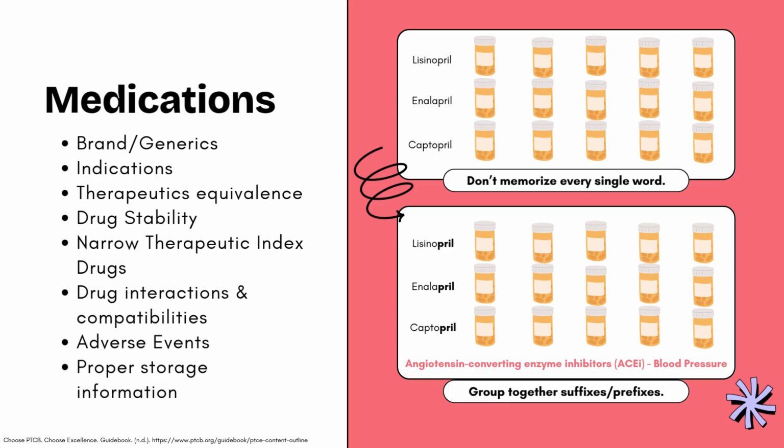Instead of memorizing every single word, one way to save time and energy from memorizing is to group together drugs based on suffixes or prefixes. On the bottom, you will see PRIL in bold. This is because all angiotensin converting enzyme inhibitors or ACE inhibitors end in pril, and this is used for lowering blood pressure. So the next time you see a word that ends in pril, even if you've never seen that whole word before, you'll know automatically that it is an ACE inhibitor and it is used for blood pressure solely because you can recognize the suffix as pril.